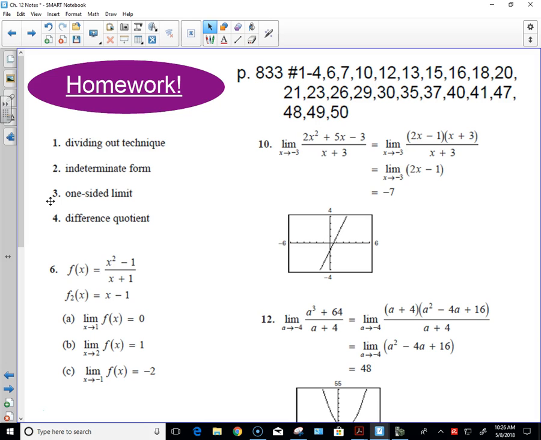Keep going. Number 3, one-sided limit. Coming from only one direction, one approach, one of the colored cars, not both. Number 4, the snazzy difference quotient formula that we just talked about. Okay. Number 6, A was 0, B was 1, C was -2.